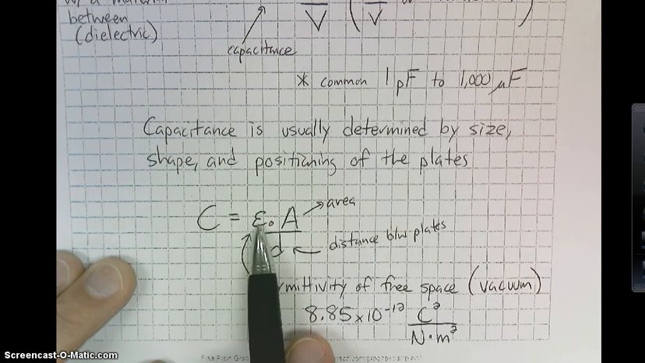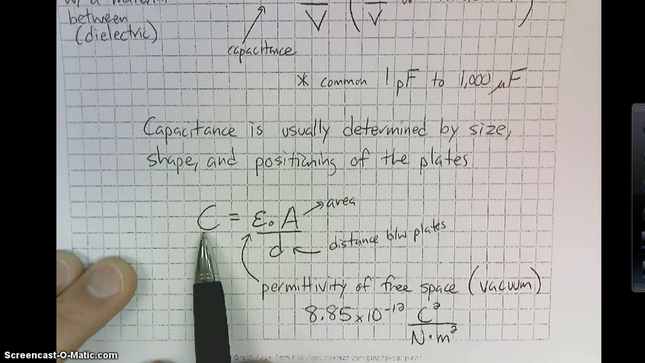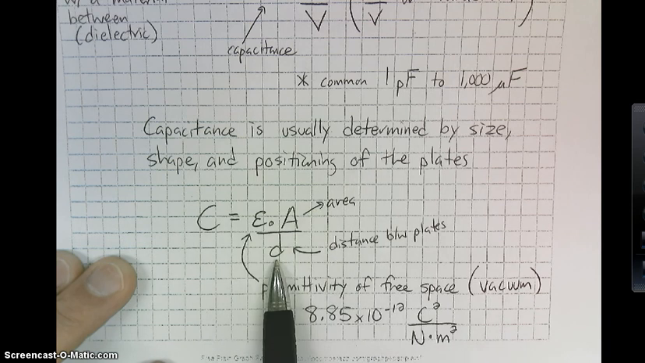Okay. Now, this little fancy E with a little naught after it is called the permittivity of free space. It's also sometimes called the vacuum permittivity. It doesn't really matter what exactly that is. It's a numerical constant. It's in your packets. You won't have to memorize it, but you should be aware of when to use it. So if you're trying to calculate the capacitance of something where you know the area and the distance between the plates, then don't forget that you have to use this particular number, 8.85 times 10 to the negative 12th coulombs squared per Newton meters squared.